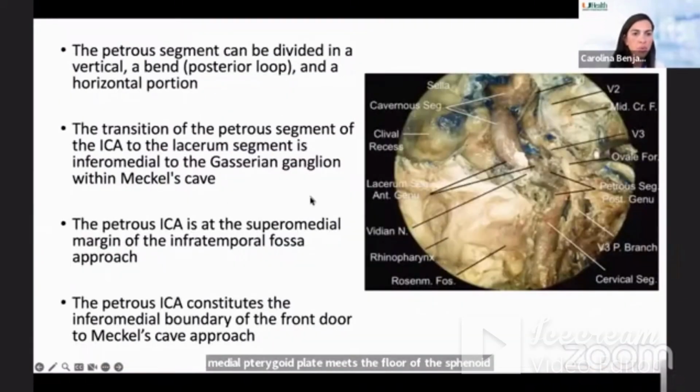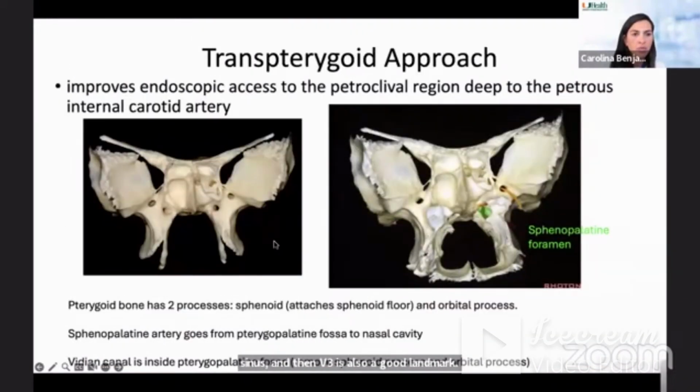So if you go here, the transpterygoid approach is really what allows you to have endoscopic access to this region. The pterygoid bone has two processes, the sphenoid process and the orbital process. And the sphenopalatine artery is going to go from the pterygopalatine fossa to the nasal cavity. And then the Vidian canal is going to be inside the pterygopalatine fossa.